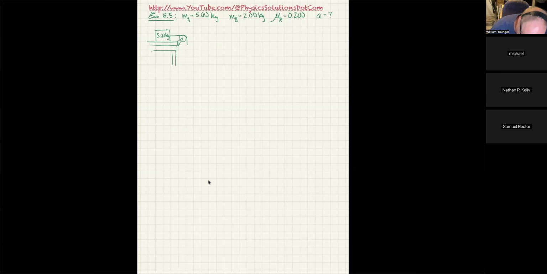But anyways, now I'll hang another box from here, and this is the 2.00 kilogram box. So that's that box right there. So now we have the two boxes and the table and everything drawn.